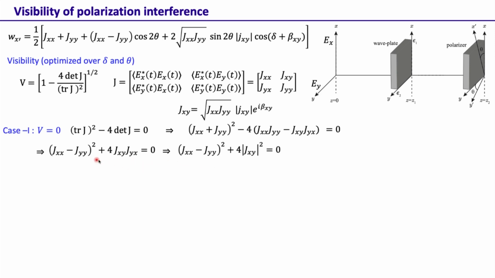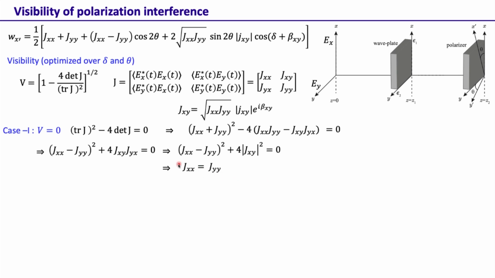This then implies we can just rewrite this one. This is just jxx minus jyy squared over here, but this jxy jyx term we can just write as |jxy| squared, because jxy is this term and jyx is pretty much this, except that we have this minus over here, e to the minus i beta xy. So if you do jxy jyx, we are just multiplying this with its complex conjugate, and so we end up with |jxy|. So essentially jyx is the complex conjugate of jxy, so the product is just |jxy| squared.